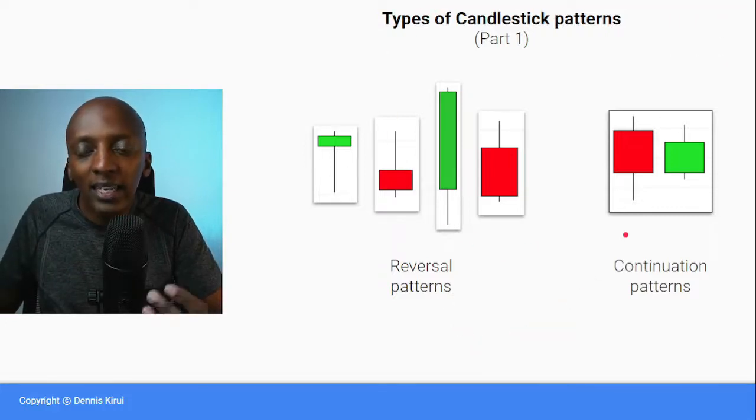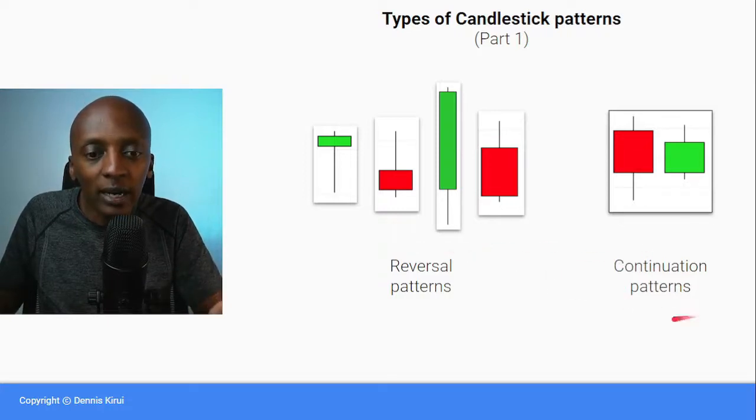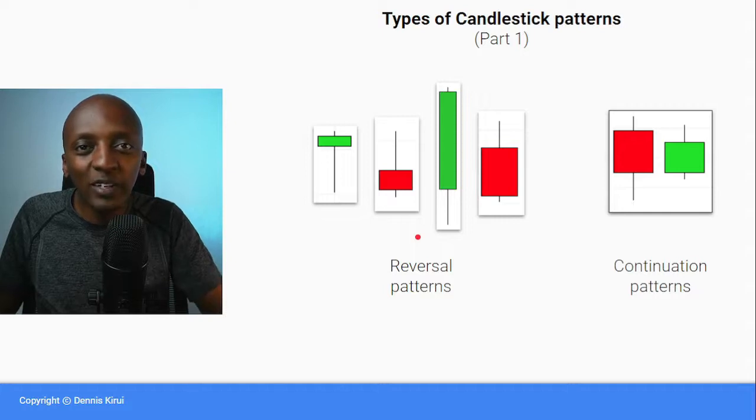This as well is an entry signal that I personally trade with when I find them in the markets. So these are the two major categories of candlestick patterns. There are many candlestick patterns you can find online.